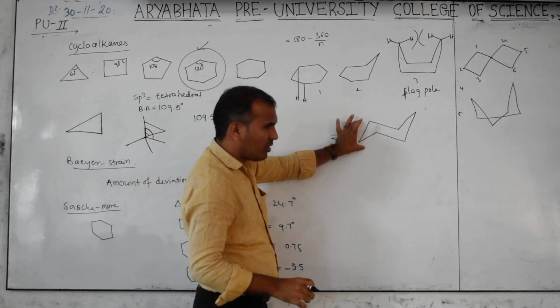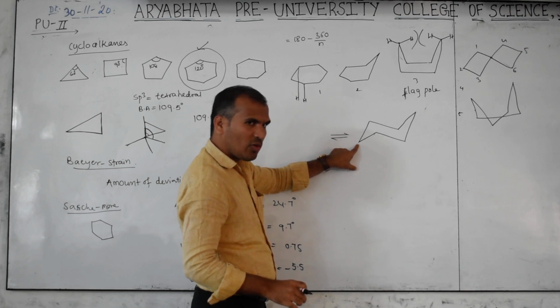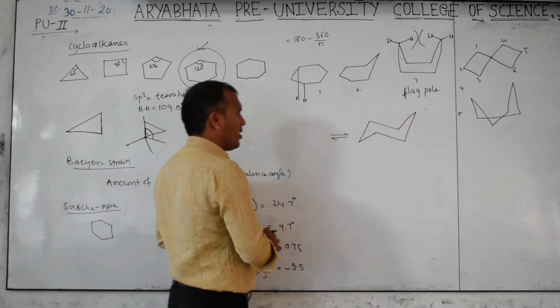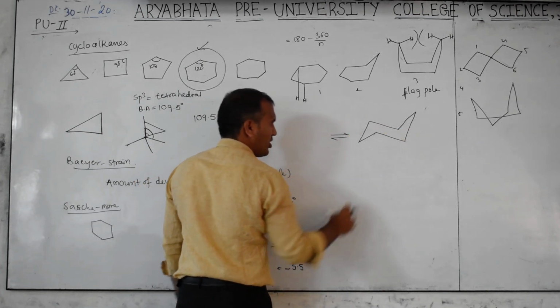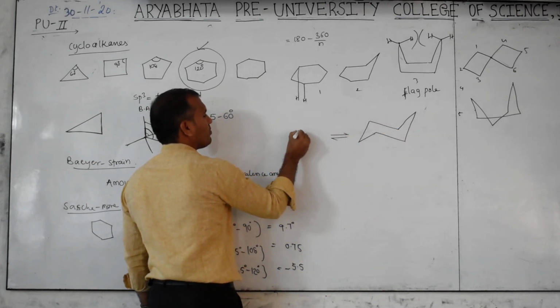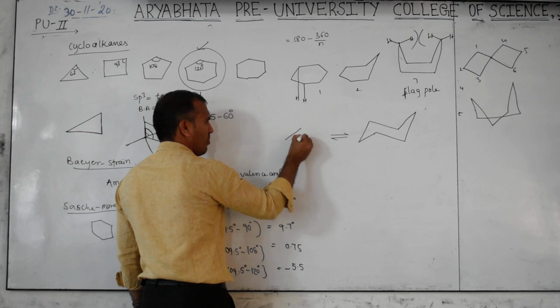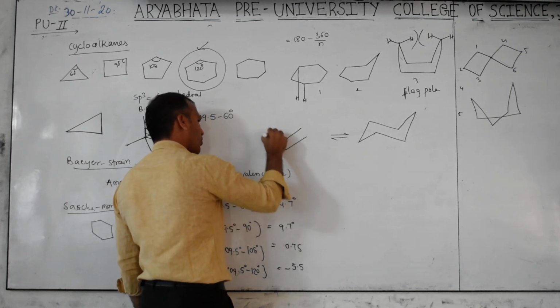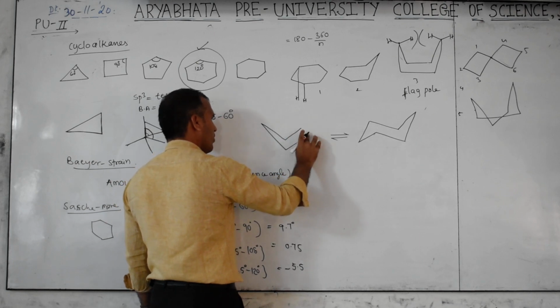Flip means this down card will go up, and this up card will come down. Then this slant will be changed. How? Unequal parallel lines connect.